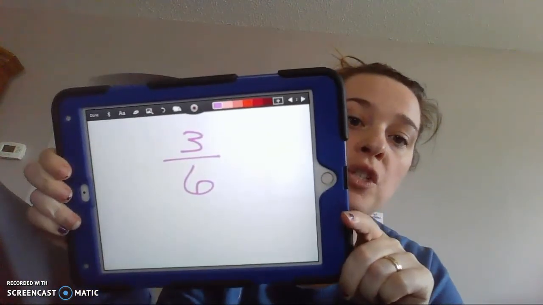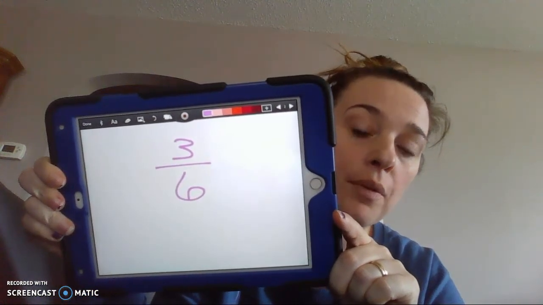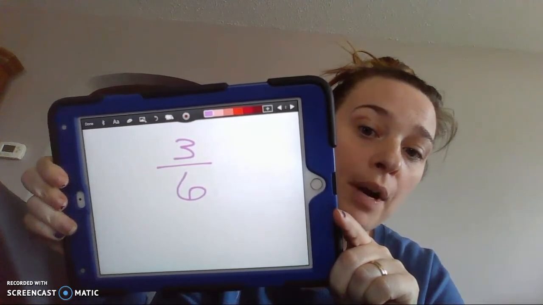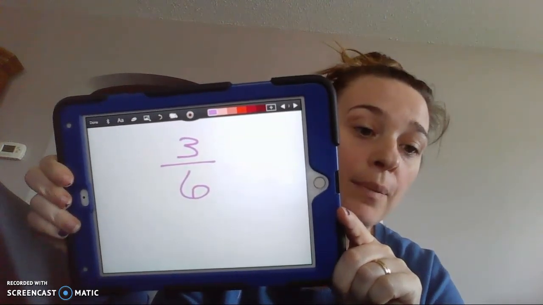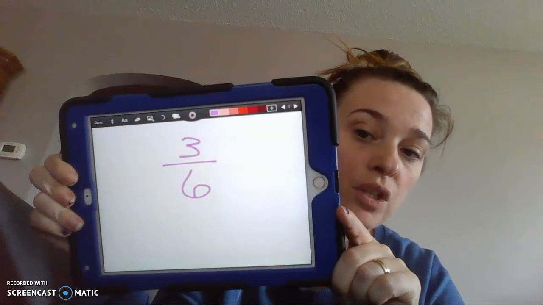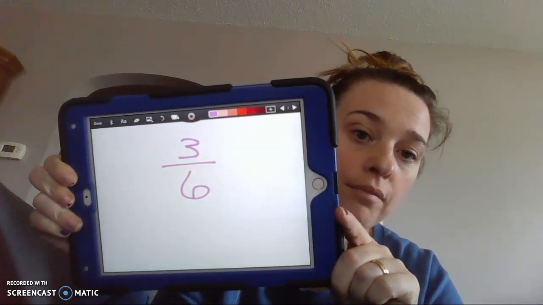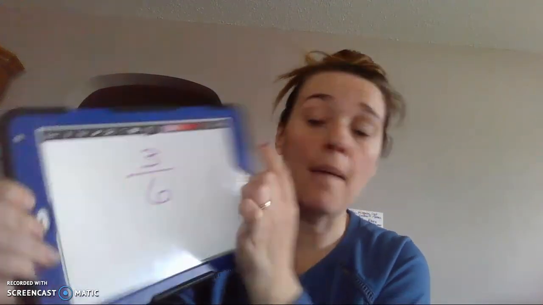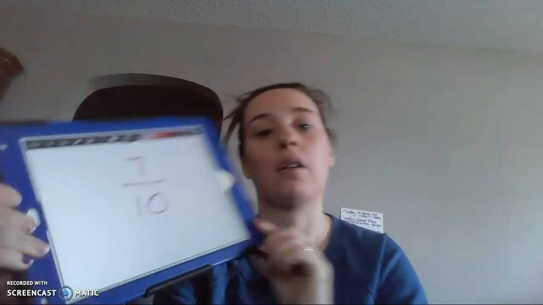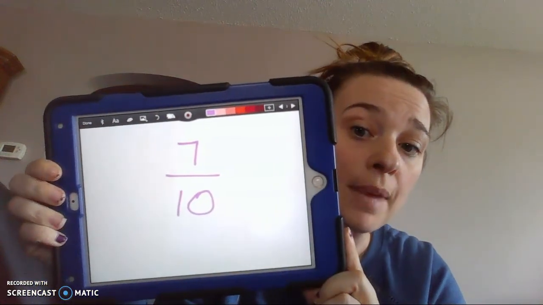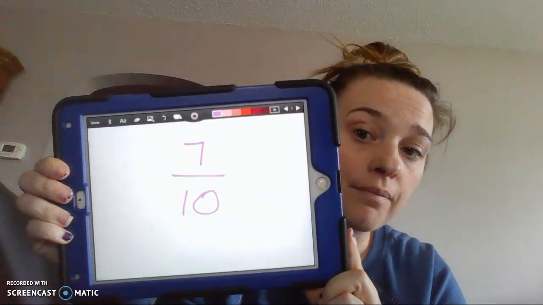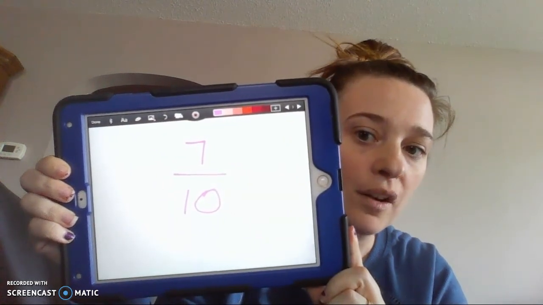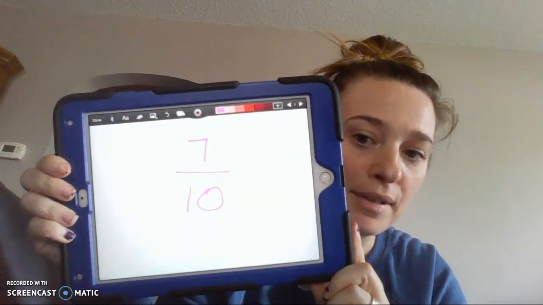Look at this one. Which number is my numerator? Remember, my numerator is the number on the top, and it tells me how many parts we're talking about or how many parts are shaded. Which number is the numerator? Right, 3. 3 is on the top. All right, look at this one. Which number is my numerator? Right, 7. So 7 parts would be shaded, or we would be talking about 7 parts.